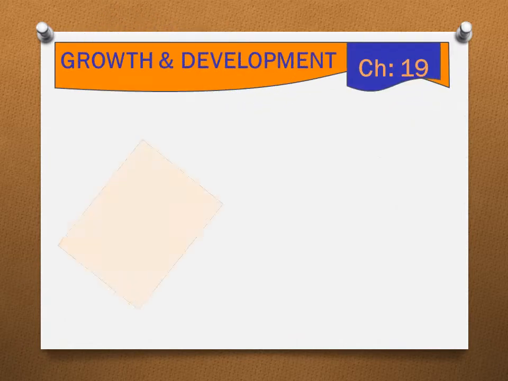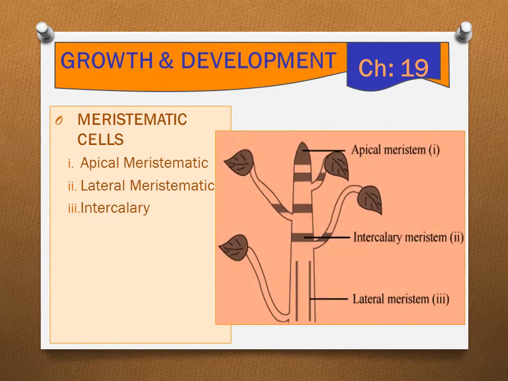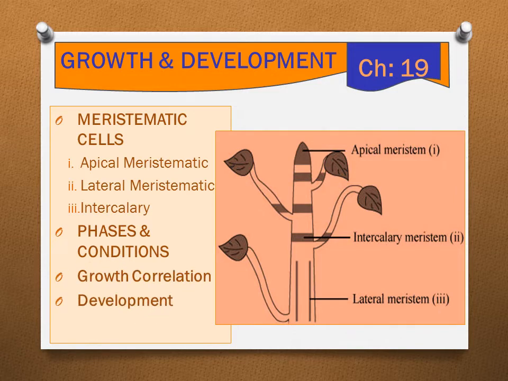A meristem is a group of cells which retain the ability to divide by mitosis, producing daughter cells which grow and form the rest of the plant's body. There are three types of meristem located at the stem and roots, and these are apical meristem, intercalary meristem, and lateral meristems. In this chapter, we also study growth correlation and regeneration.